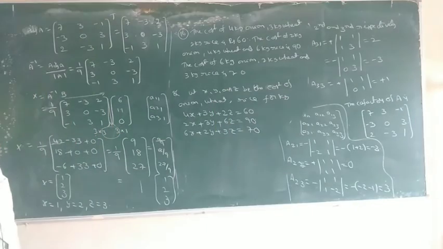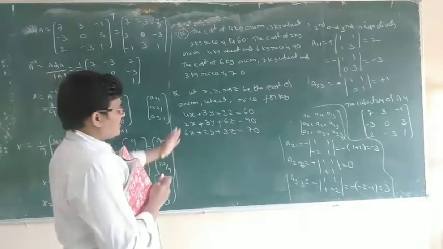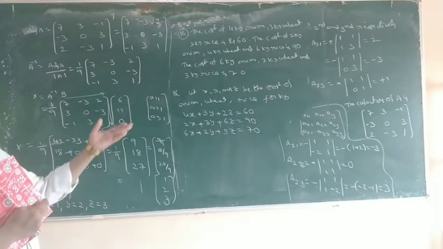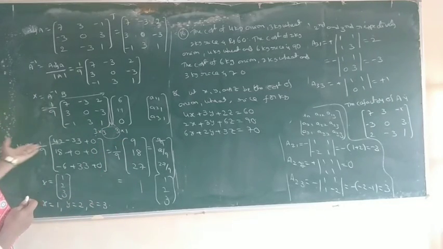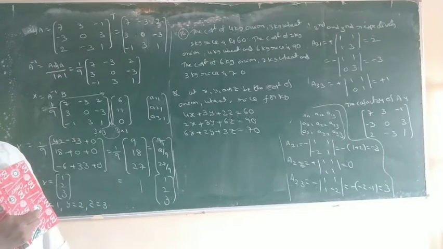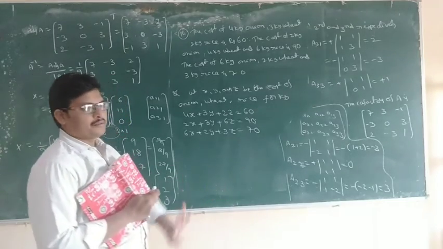These are the theory problems. The theory problem is converted into a system of linear equations. After that, the procedure is the same: AX equals B, and adjoint of A, A inverse, determinant. This is the procedure. Okay, we have to continue the problem.